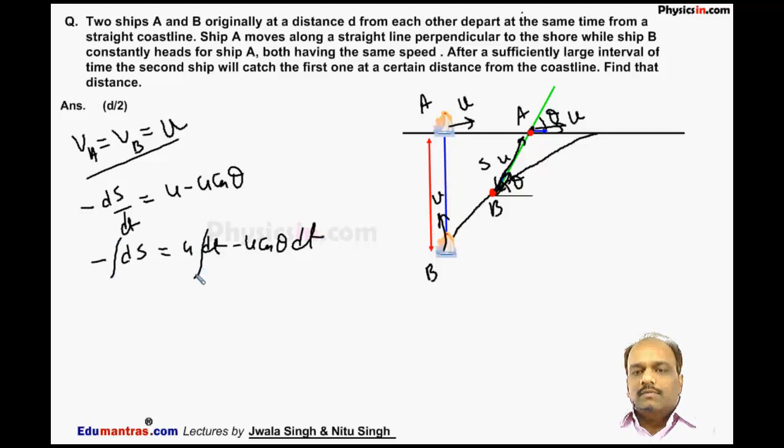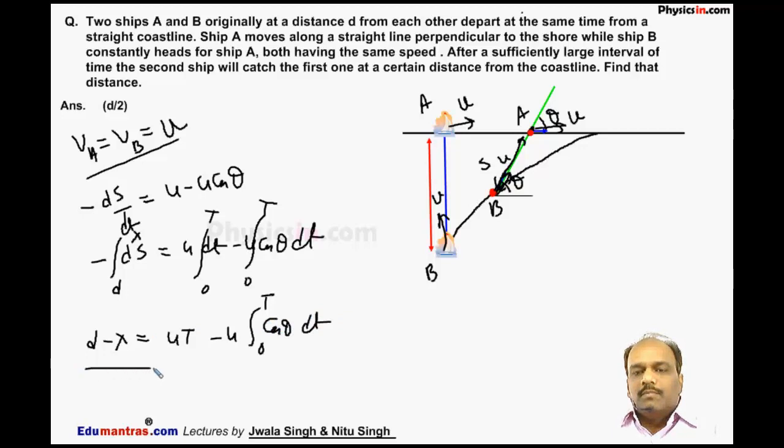On integration, we know initially the separation between these two is d. After a sufficiently long time, let the separation be x. So we can say d minus x is equal to ut minus u integration of 0 to t cos theta dt. Now again the problem here is the integration of 0 to t cos theta dt, because this theta is not constant, it is variable. Now the distance traveled by ship A is u into t.